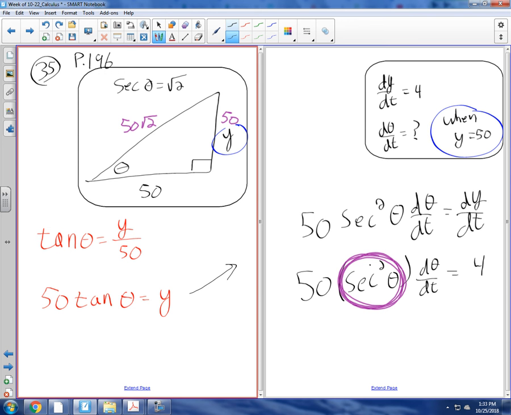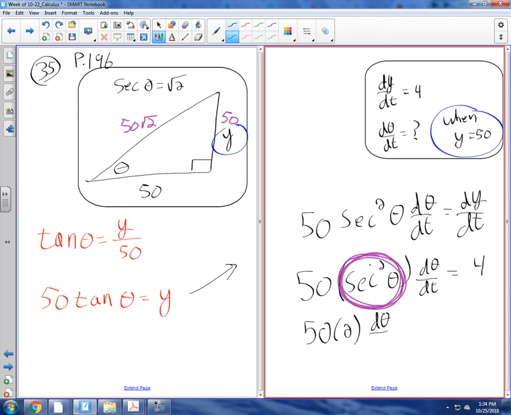Because it's not going to be adjacent over hypotenuse. It's going to be hypotenuse over adjacent. Cancel, cancel, just square root of 2. We want secant squared of theta, so we just want 2. So we now have 50 times 2 times d theta dt is equal to 4.